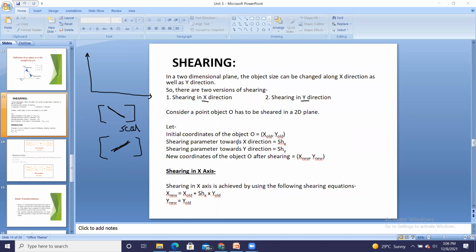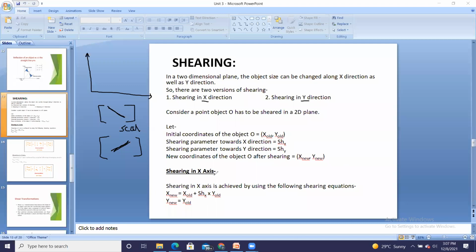Then the shearing parameter toward x is given as SHX. SH stands for shearing along x-axis, and for y direction we are going to call it SH along y. So SHX and SHY are the shearing elements. Then the new coordinates are x new and y new.